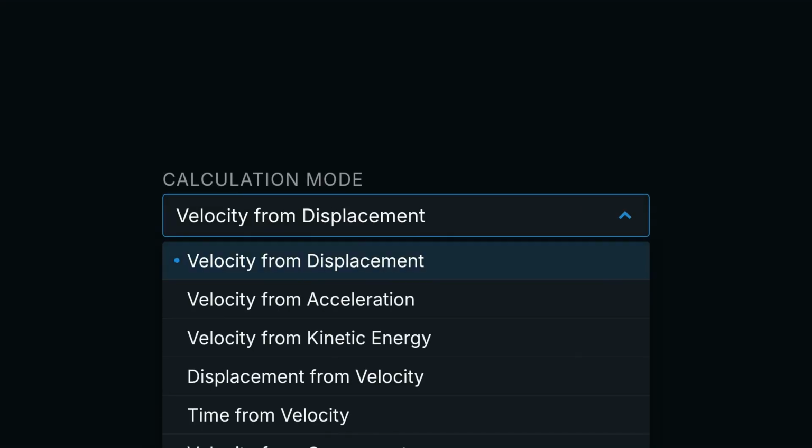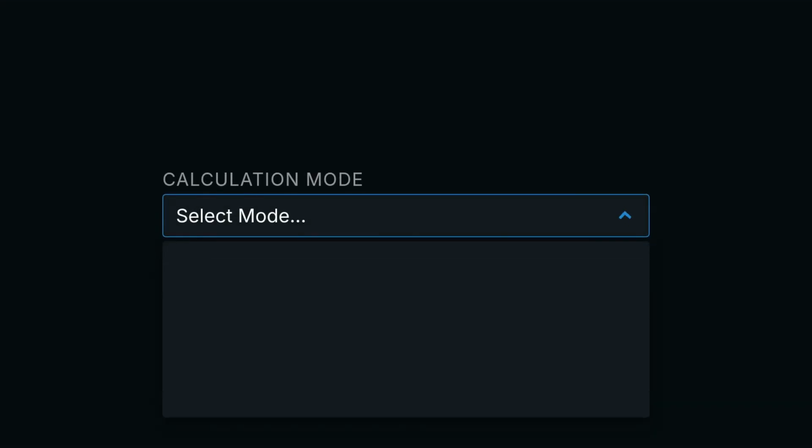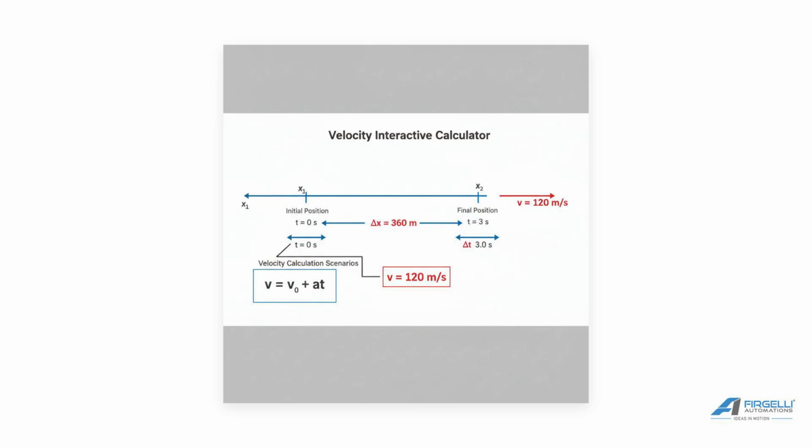First, there's a drop-down menu for calculation mode with 6 options: velocity from displacement, velocity from acceleration, velocity from kinetic energy, displacement from velocity, time from velocity, and velocity from components. For this demonstration, I'm using velocity from displacement mode.